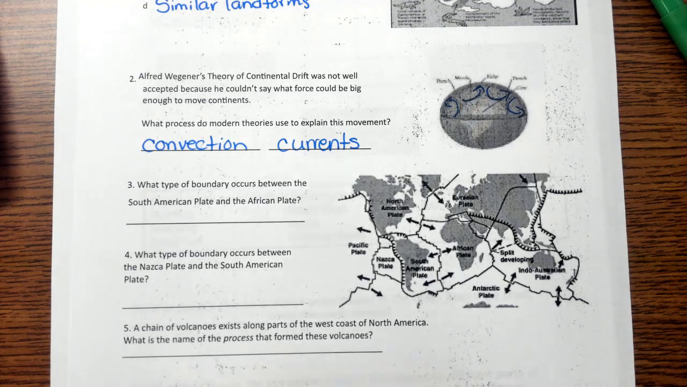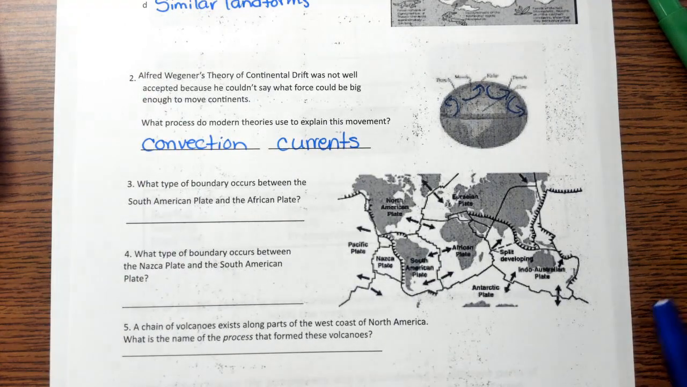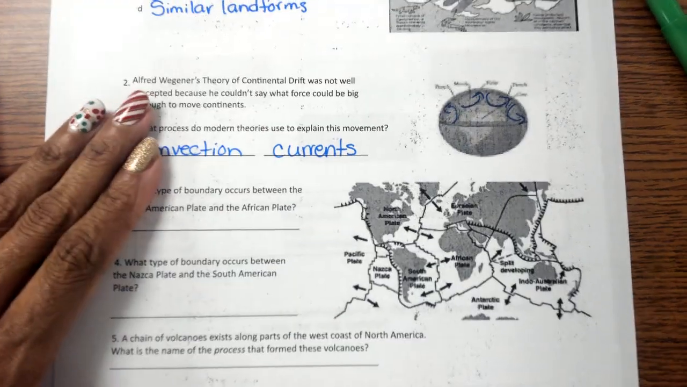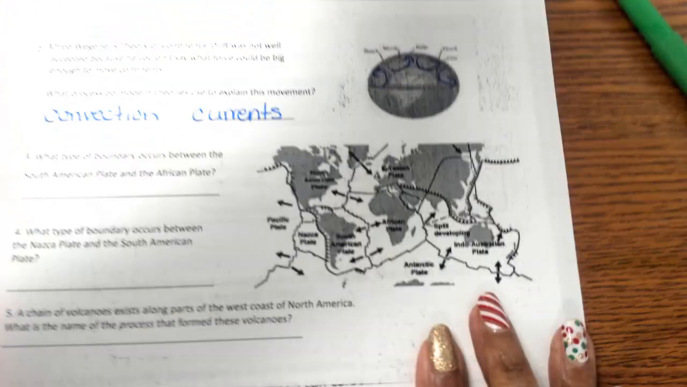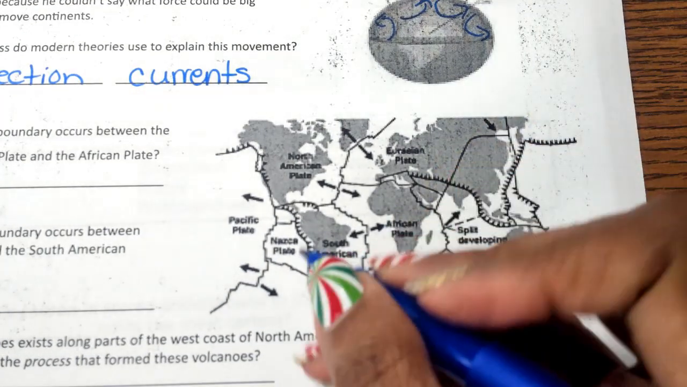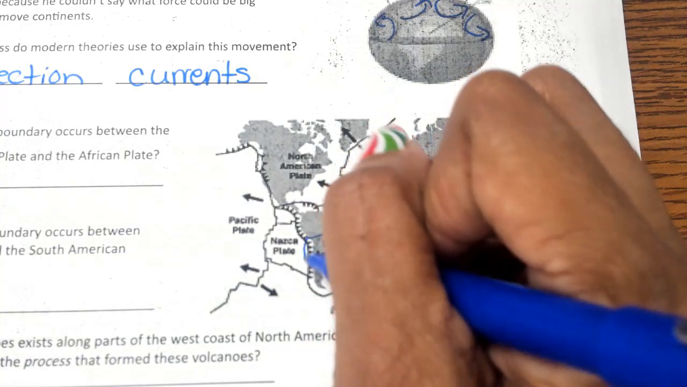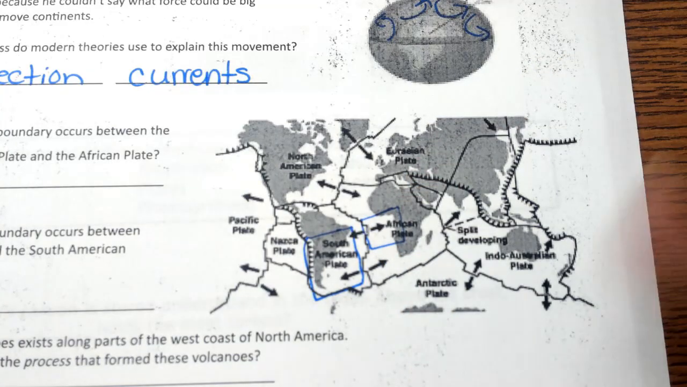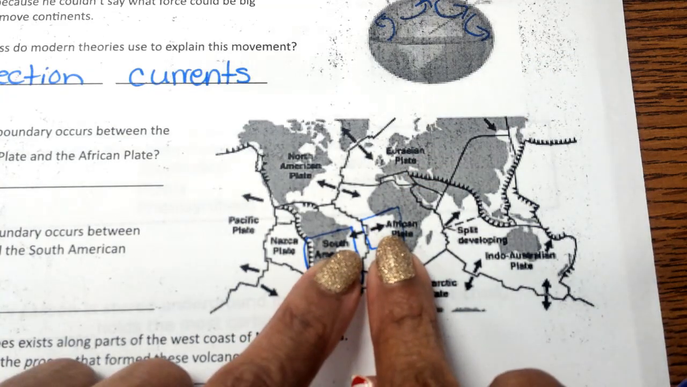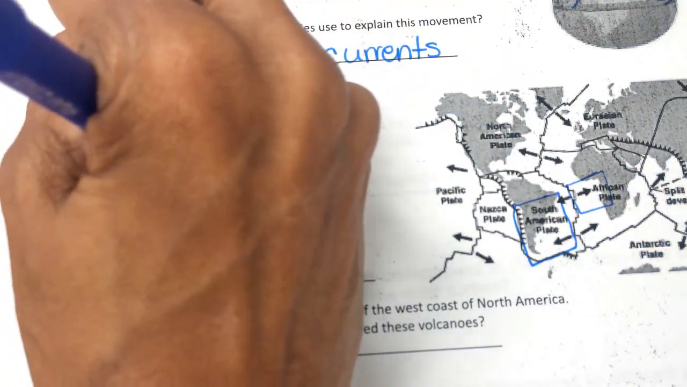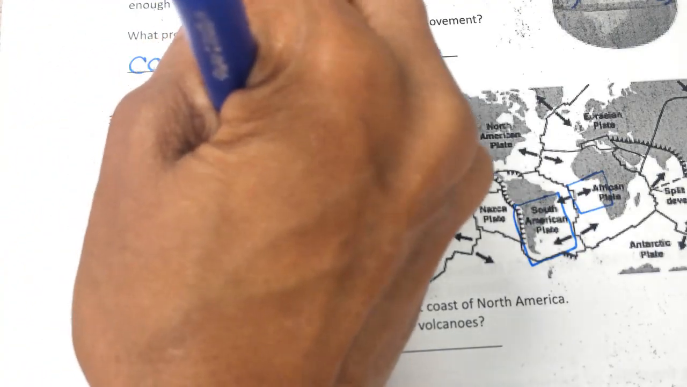Okay, so we're using this map over here to answer questions. It says, what type of boundary occurs between the South American plate and the African plate? Let's see if I can zoom in. So you have the South American plate right here, and you have the African plate right here. It wants to know what type of boundary. Well, you can look at the arrows. That is a divergent boundary. That's where they move apart.